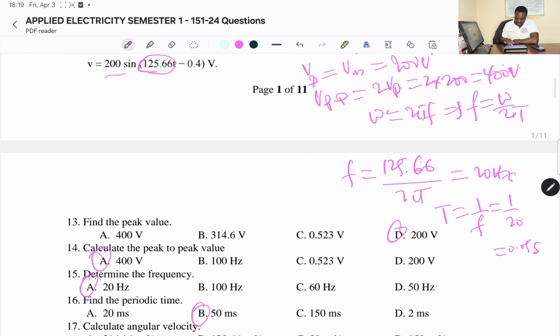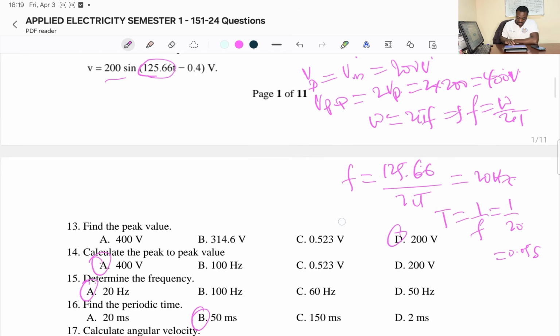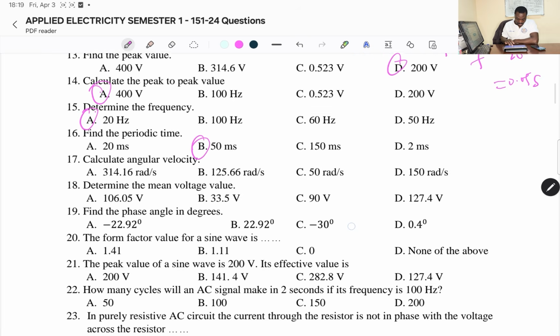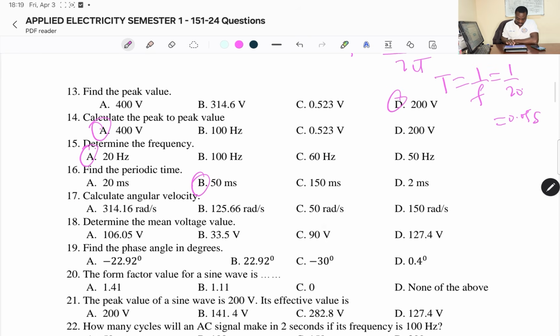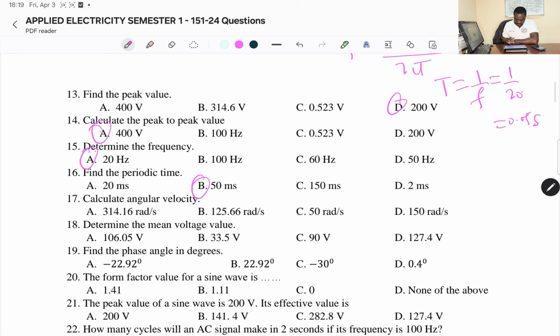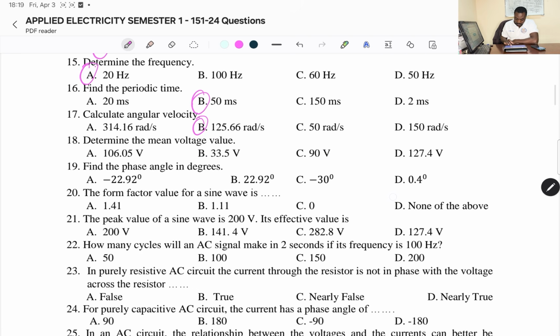Calculate the angular velocity. So the angular velocity is already here, which is 1. So this one is here. The angular velocity is what? 125.66. So this is B.